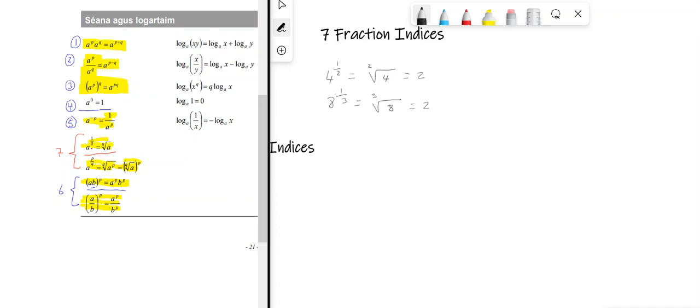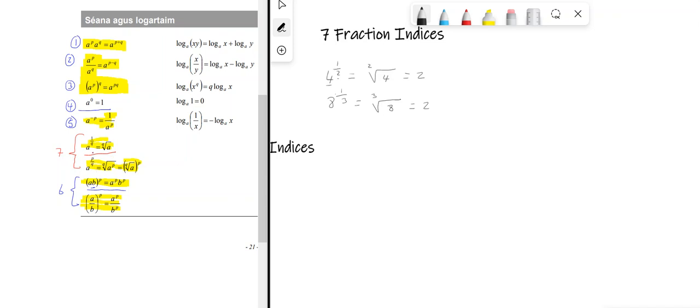Okay, so a to the power of 1 over p. For example, this would be the a, and this would be the p. It's just going to be equal to the number that's on the bottom. So the indice is in fraction form, and the number on the bottom of the fraction is going to be equal to that root of the base number. Okay, so it looks something like that. So that's that first one.